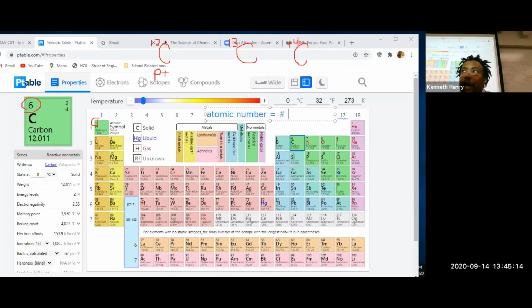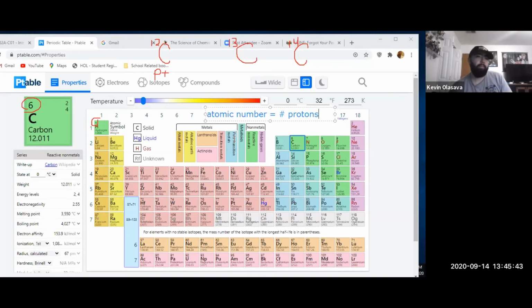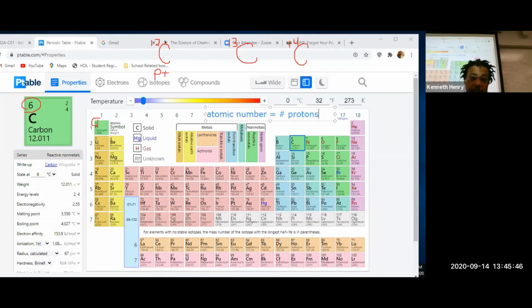And I bet you if you look back at your notes, you'll see that we've talked about this. Okay, so your atomic number is going to equal your number of protons, okay? So your atomic number also defines the element. That tells me that atomic number 6 is always going to be carbon, because carbon is always going to have how many protons? 6. It's never going to change. The number of protons is never going to change for an element. Always going to be that number, okay?